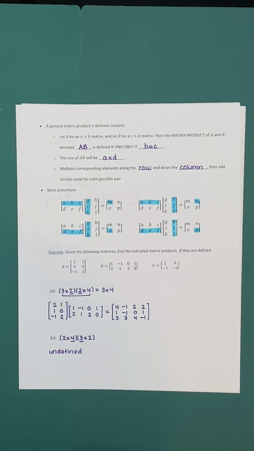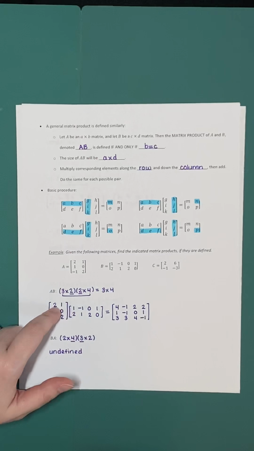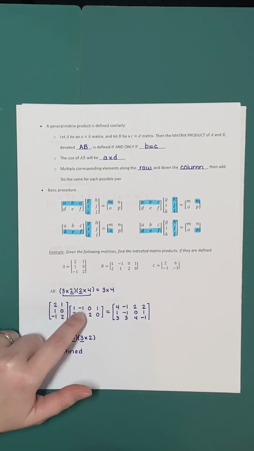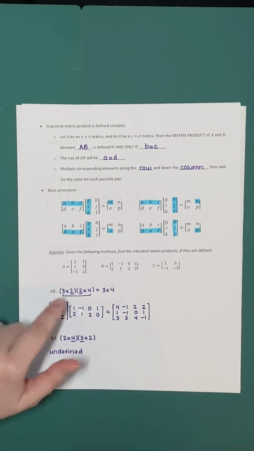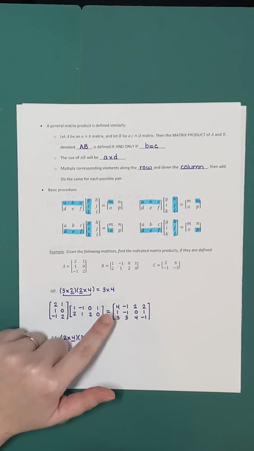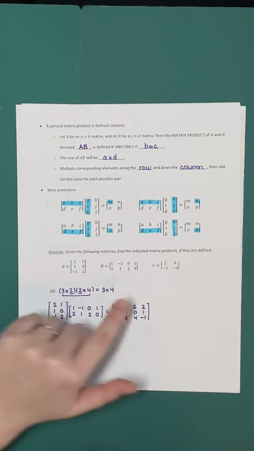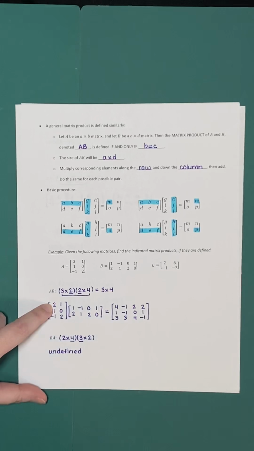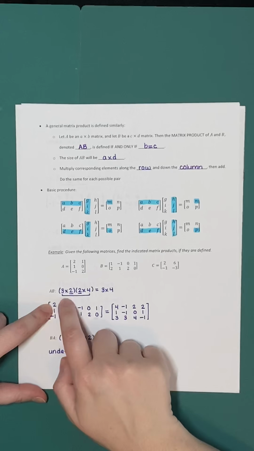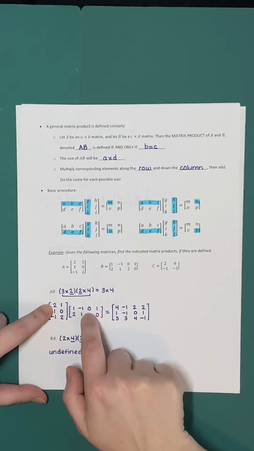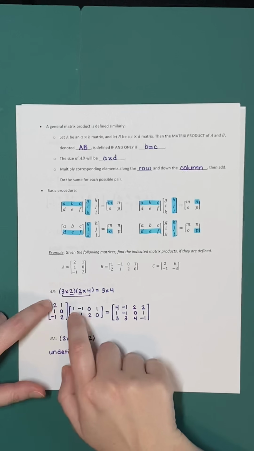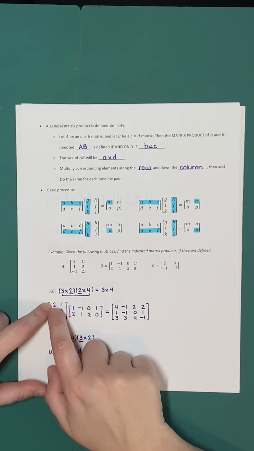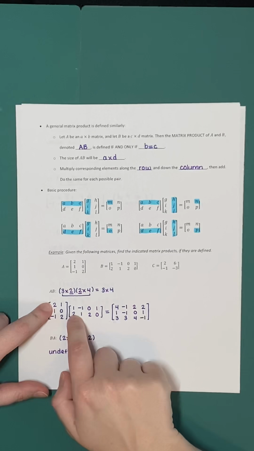Okay, so we start with the first row. So we're going to go row by row by row, and then column by column by column by column. So 3 rows, 4 columns. So I'm going to start with the first row in A, and I have to combine that row with each of the columns in that second matrix. So I'm going to start with the first column. So I'm going to go element by element across the row and down the column.